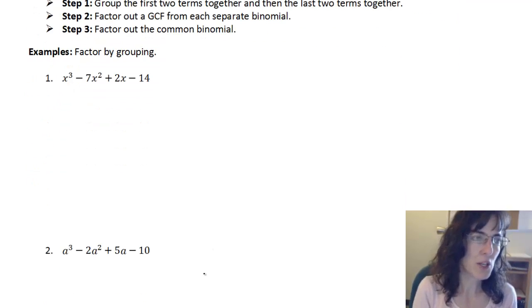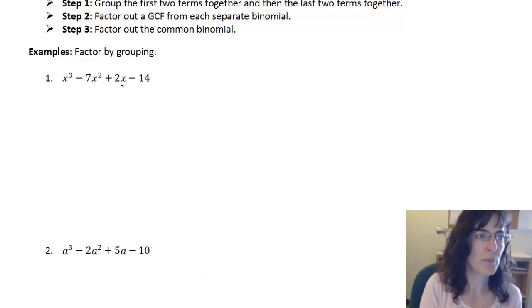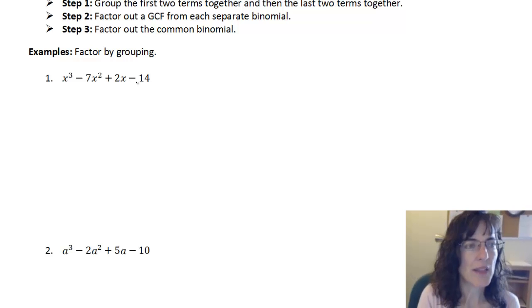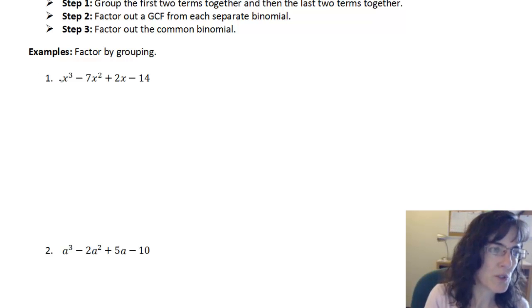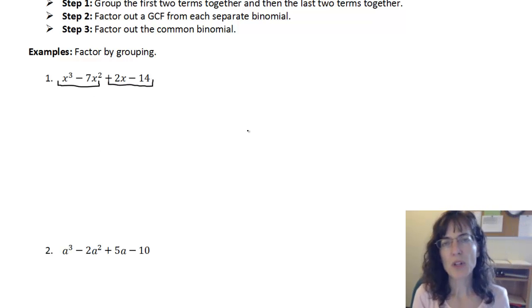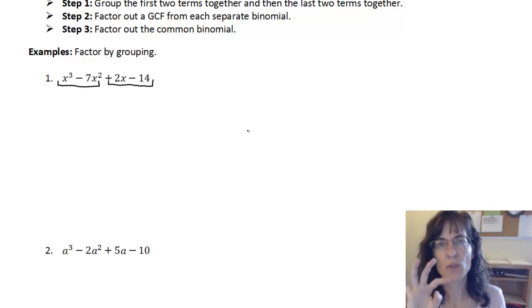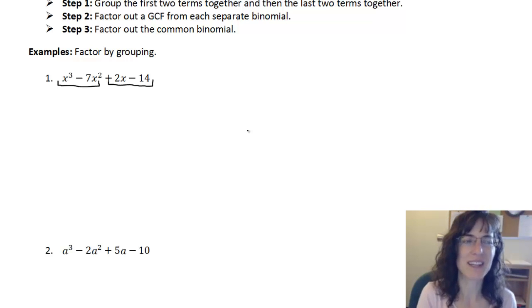So we have x cubed minus 7x squared plus 2x minus 14. When I look, this has a 1 for its lead coefficient, so I know there's no number greatest common factor. And this last term doesn't have an x, so there's no greatest common factor for all 4 terms. So what I want to do is group the first 2 terms together, and then group the last 2 terms together. I put little trays under them so that I don't lose track and start thinking that I'm actually multiplying them or anything crazy like that.